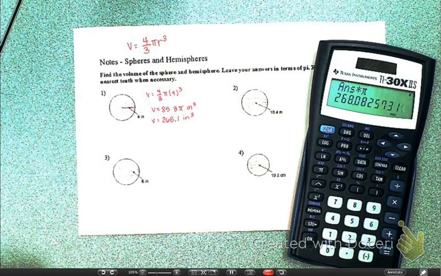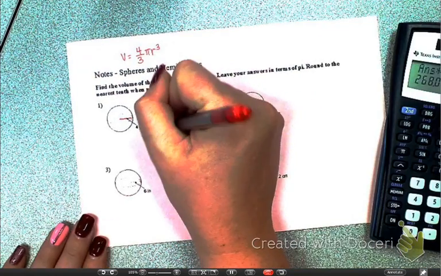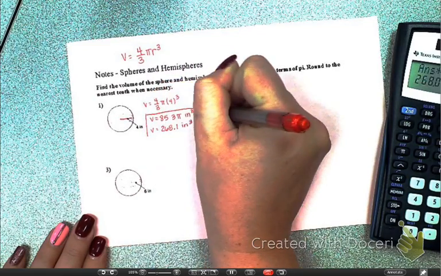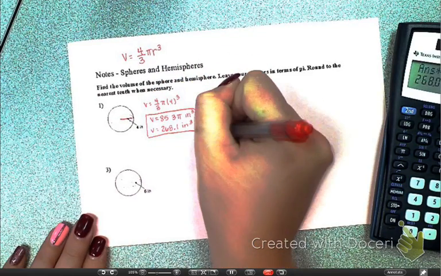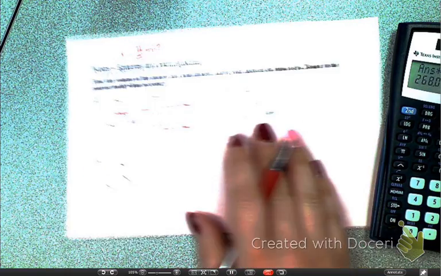Okay? But as long as you can show me those steps, if you're slightly off because of rounding, I'll probably still give it to you. But definitely use your pi button and try to keep the answer not rounded if possible until the very end. Okay? So let's look at number 2.